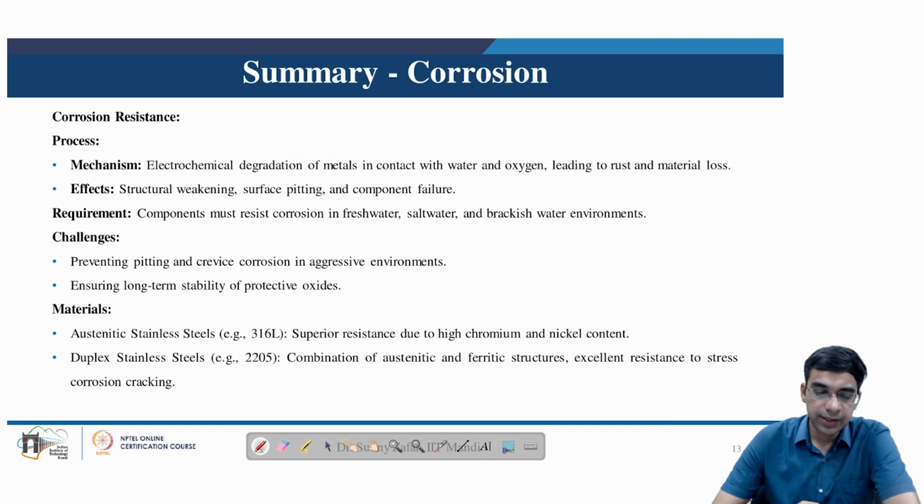Materials such as austenitic stainless steel 316L have superior corrosion resistance because of high chromium and nickel content. Similarly, duplex stainless steels, having a combination of austenitic and ferritic structures, are also excellent in resisting stress corrosion cracking.